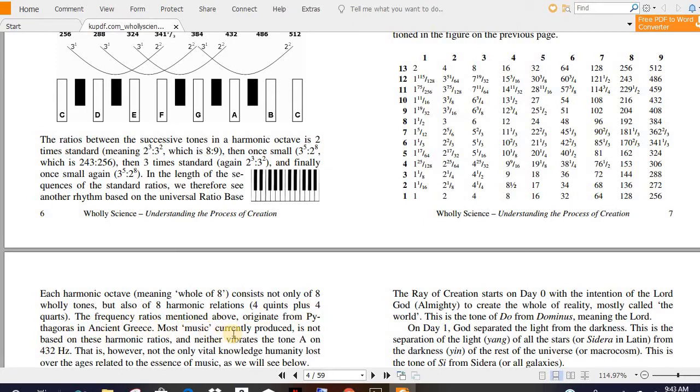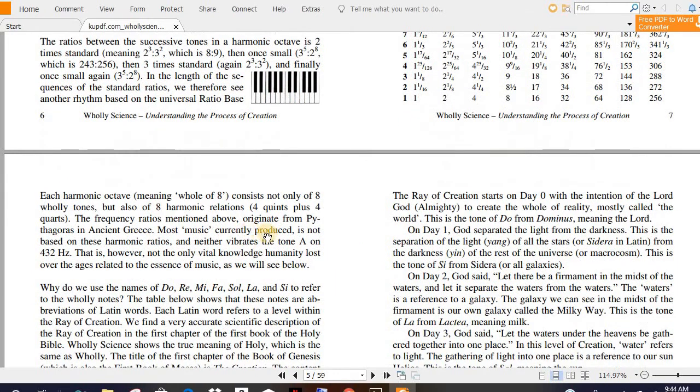The frequency ratios mentioned above originate from Pythagoras in ancient Greece. Most music currently produced is not based on these harmonic ratios, and neither vibrates the tone A on 432 Hz. That is, however, not the only vital knowledge humanity lost over the ages related to the essence of music, as we will see below. Why do we use the names do, re, mi, fa, sol, la, and si to refer to the holy notes?